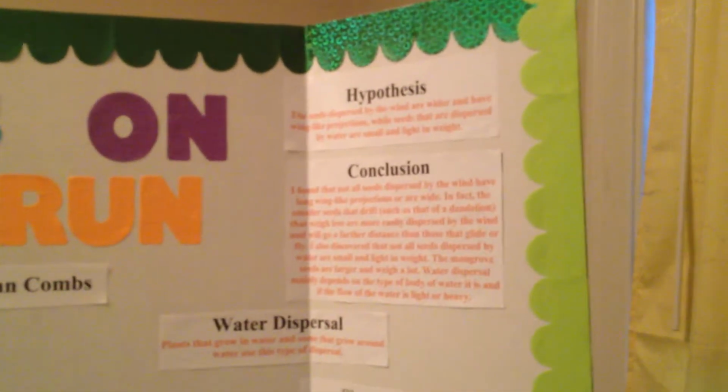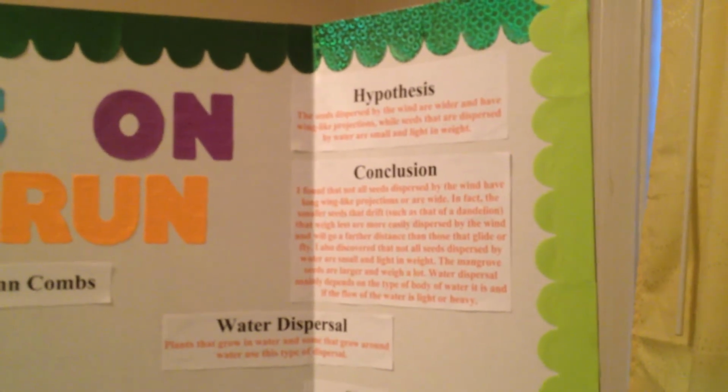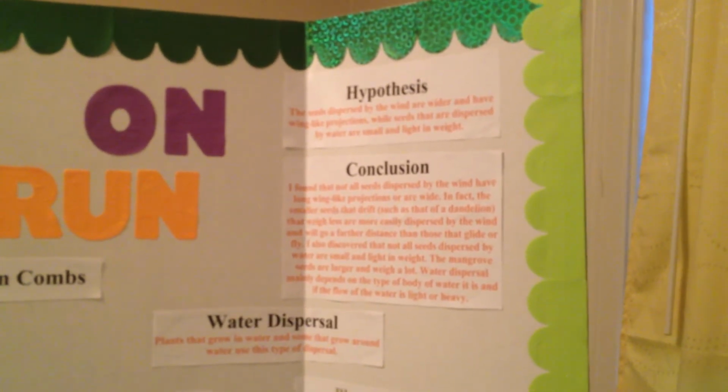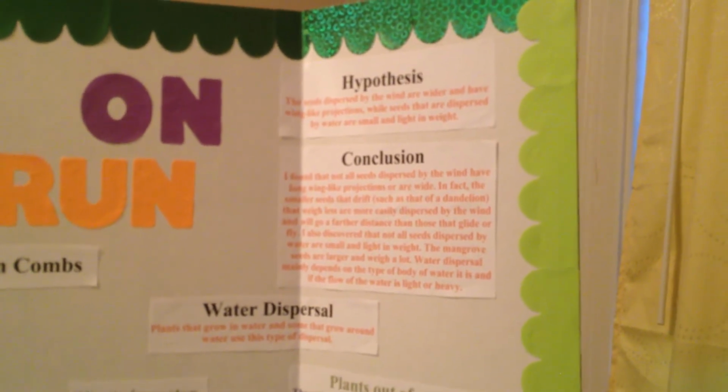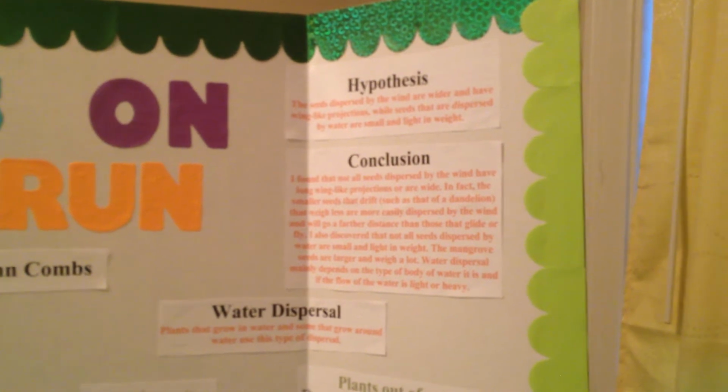My hypothesis was the seeds dispersed by the wind and water have wing-like projections, while seeds that are dispersed by water are small and light in weight.